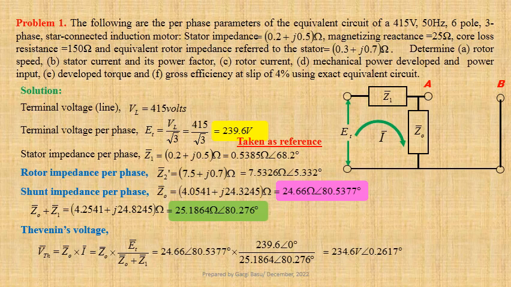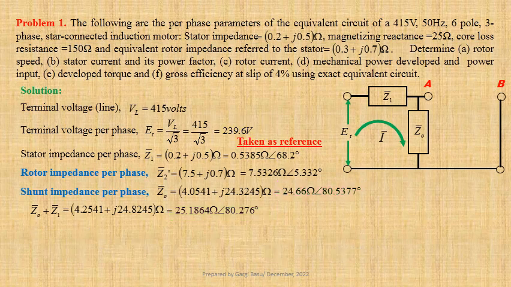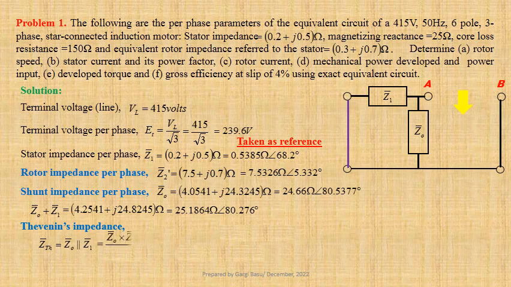To determine Thevenin's impedance, let us short circuit the voltage source. Now the impedance as seen from terminals A and B gives us Thevenin's impedance. Z Thevenin equals Z0 parallel with Z1, that is equal to Z0 into Z1 divided by Z0 plus Z1.